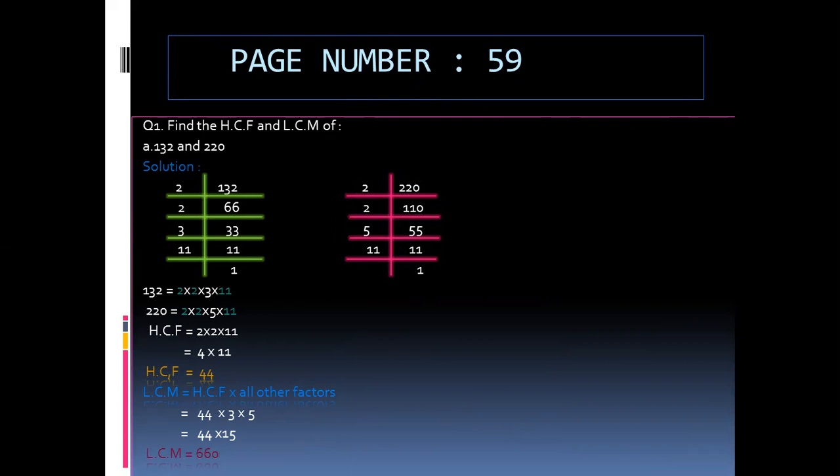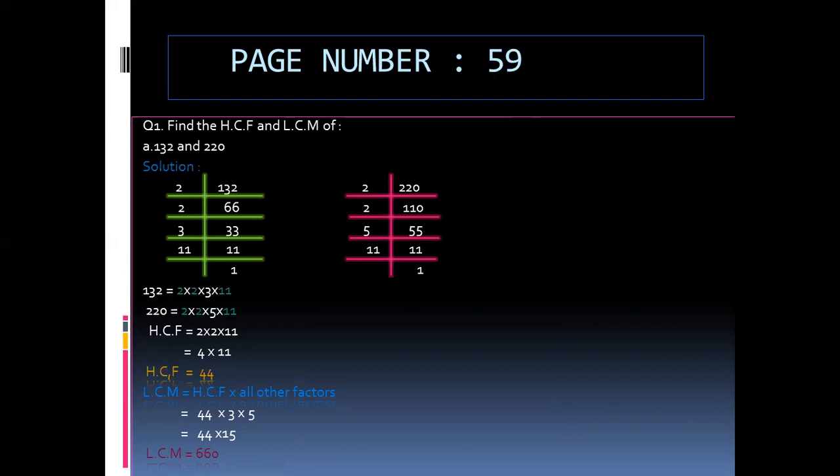132, after dividing it by 2, we get 66. Then divide by 2 again, 33, then 3 and 11. The factors of 132 are 2 multiplied by 2 multiplied by 3 multiplied by 11. Now the turn of 220. After dividing 220 by 2, we get 110. Then divide by 2, 55. 55 is not divisible by 2, so we divide it by 5. 11 is there. The factors of 220 are 2 multiplied by 2 multiplied by 5 multiplied by 11.